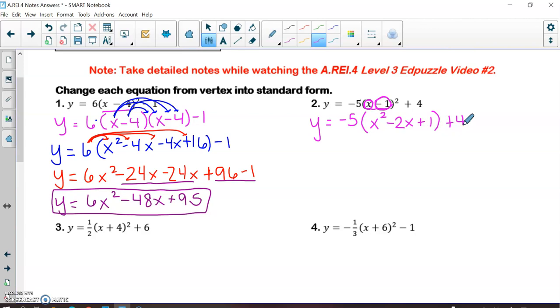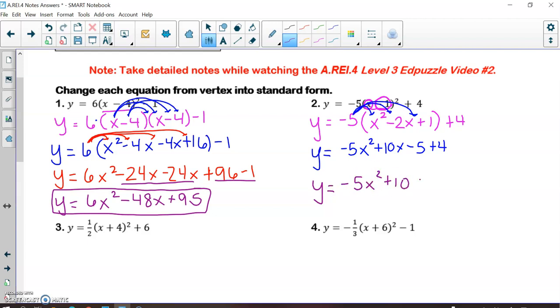If you like the way that we did in number 1 better, that's okay. You can use that way. I do not care. Y is equal to a negative 5 times an x squared is a negative 5x squared. A negative 5 times a negative 2x is a plus 10x. A negative 5 times a plus 1 is a minus 5. And then we have that plus 4 on the outside. And now we're going to combine like terms. Y is equal to negative 5x squared plus 10x minus 1. And now that is in standard form.